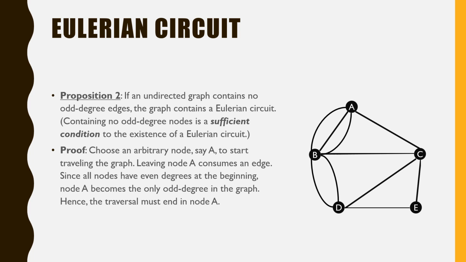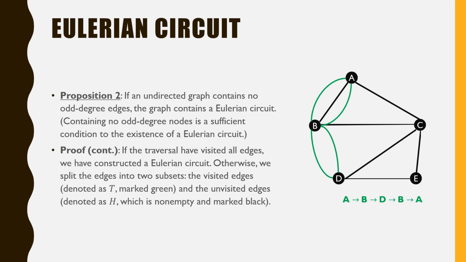We begin the traversal by leaving node A, thereby consuming one of its edges. Since all nodes are even degree, node A temporarily becomes odd degree, while all other nodes remain even degree. Thus, the traversal must eventually end at node A. If the traversal visits all edges in the graph, then we have successfully found a Eulerian circuit, and the proposition is proved.